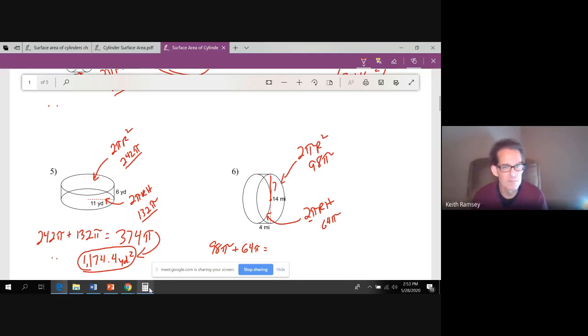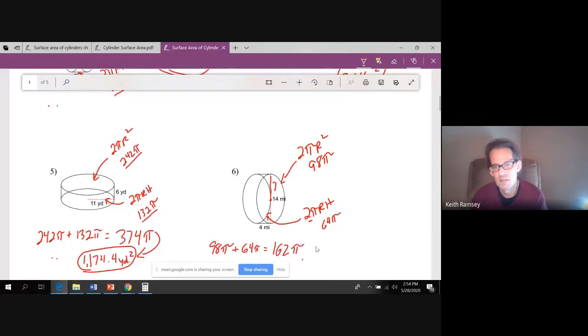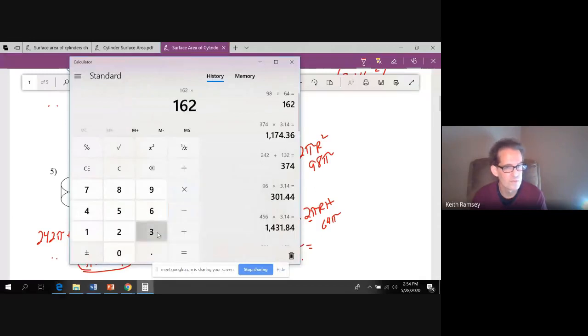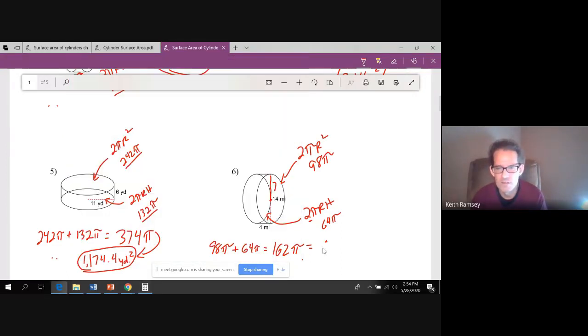So 98 plus 64 is a total of 162. Now I have to multiply that by pi. So 162 times 3.14 is going to give us a surface area of 508.68. Let's round that up to 508.7 square miles. And that's our surface area for number 6.